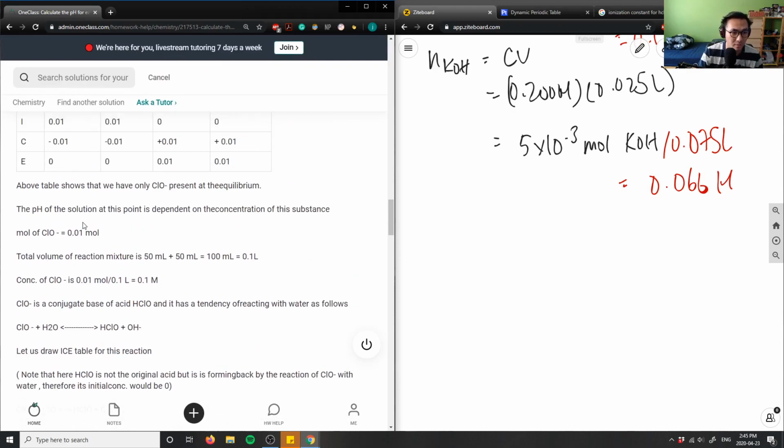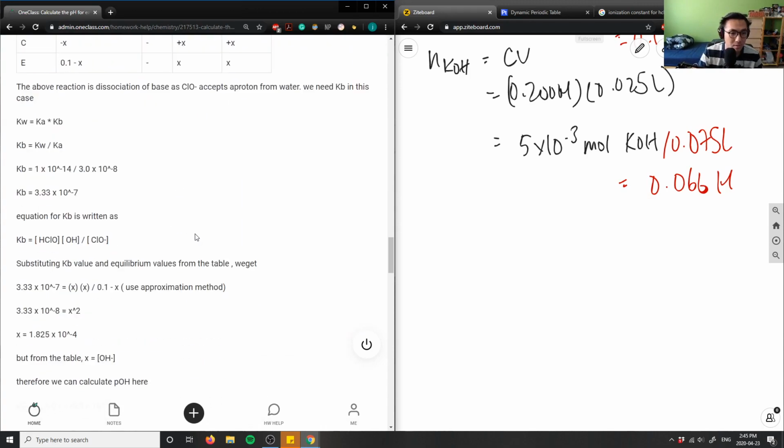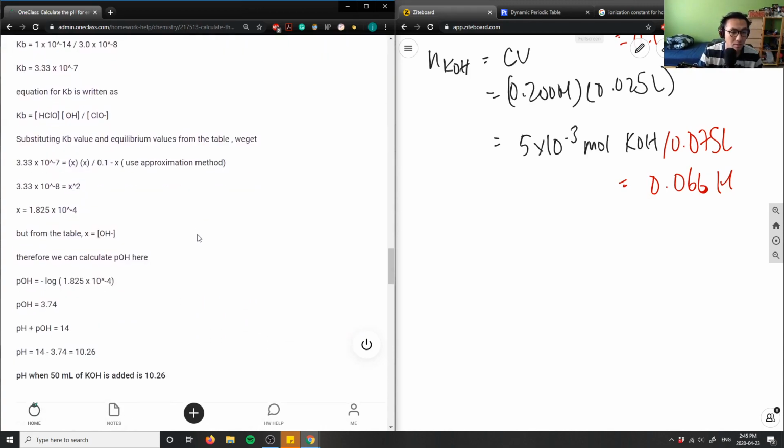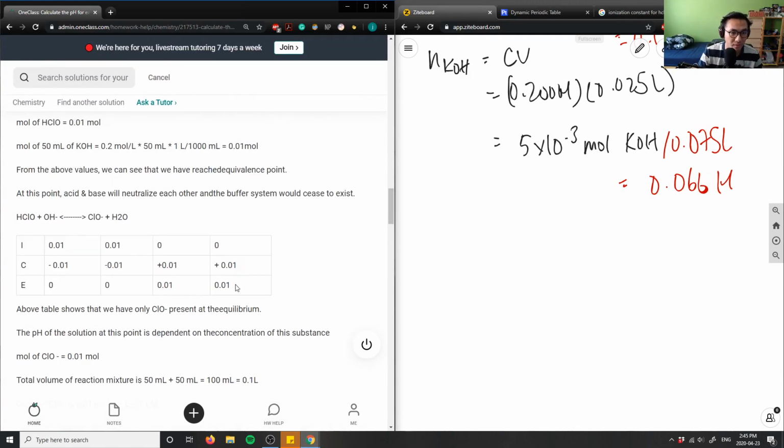So in this case, your pH would be, let me see. The pH of the solution is dependent on the concentration of the substance. So in this case, the concentration would just be 0.01. So you can find the negative log of that to figure out your pH here, when this is 50 milliliters.